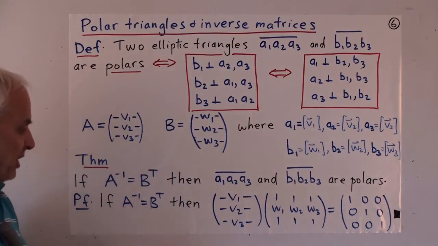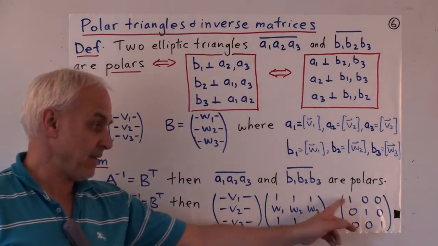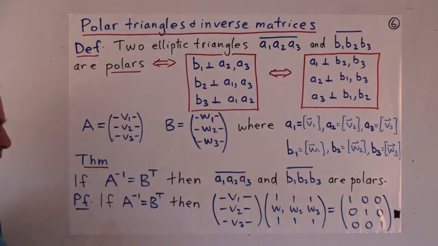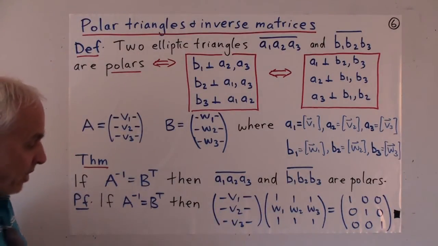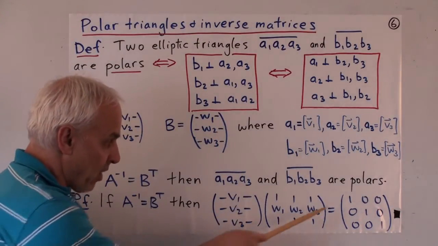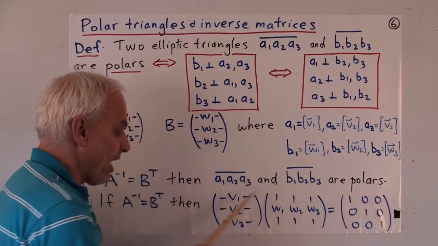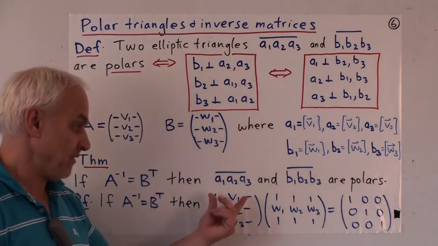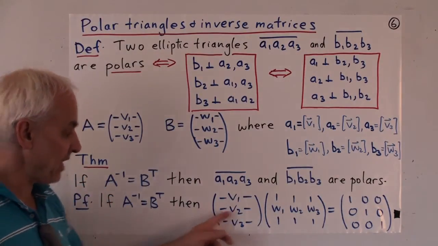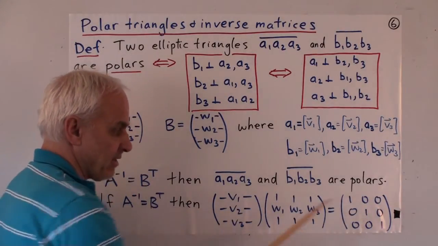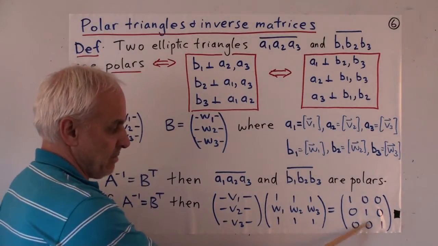So if A inverse equals B transpose, then this is A and this is then the inverse of A. So when we multiply them, we're going to get the identity matrix. And what does that tell us about the dot products between the vectors v and w? Well, it tells us that v1 dot w1 is 1, while v1 dot w2 is 0 and v1 dot w3 is 0. In other words, v1 is perpendicular to w2 and w3. And similarly, v2 is perpendicular to w1 and to w3, and v3 is perpendicular to w1 and w2, as you see by those zeros there.